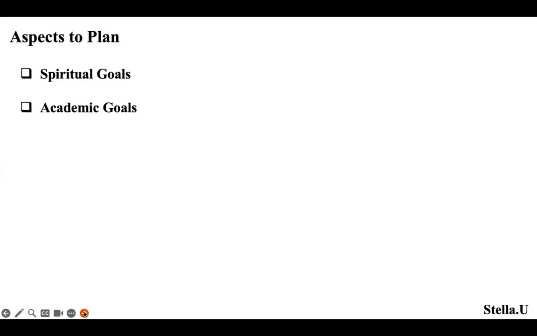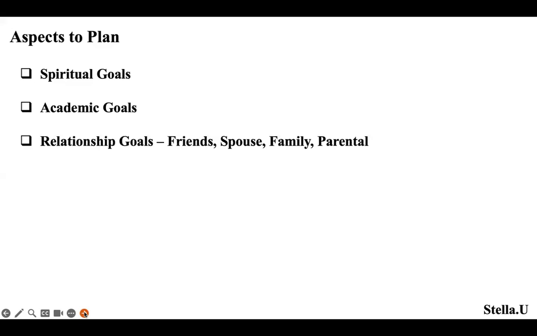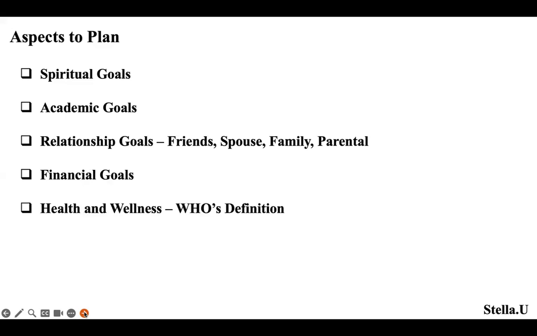So you want to set your goals. You want to set academic goals if you're a student. And if you're not a student, you want to set personal development goals. You also want to have relationship goals with your friends and family. You want to have financial goals, money. How can I make more money? How can I manage my money? How can I retain my wealth? My health. I want to be healthy.